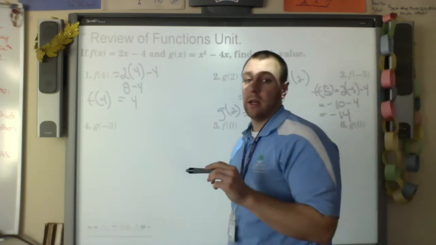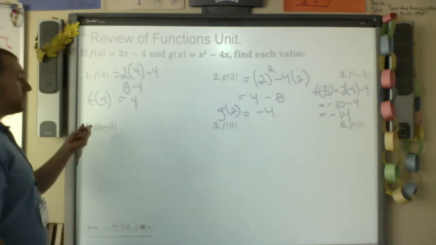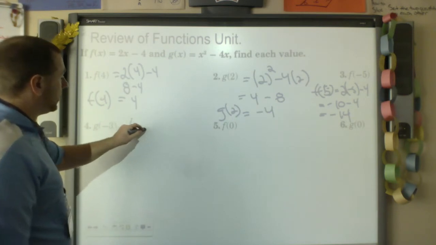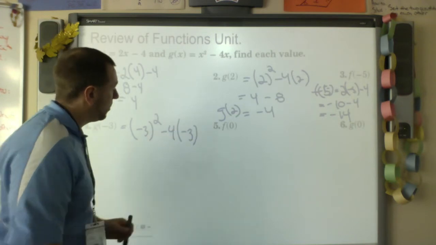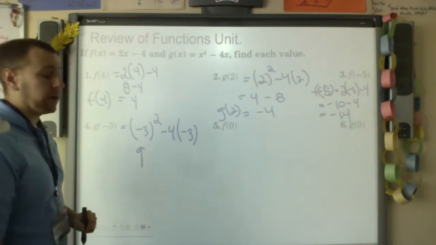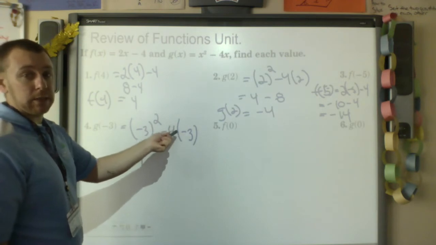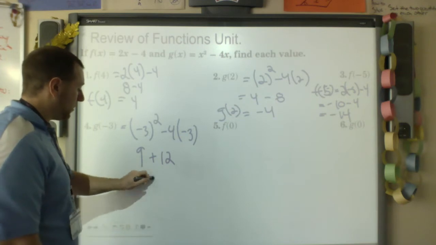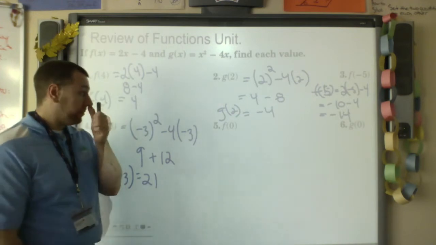Now, the trick, and this is the most common mistake that people make, is this g of negative 3. When I plug it in, I have to put it in parentheses. Well, now I am squaring a negative. Whenever I square a negative, it becomes a positive. And here, negative 4 times negative 3 is a positive 12. So that becomes 21. So you just got to watch your signs there.